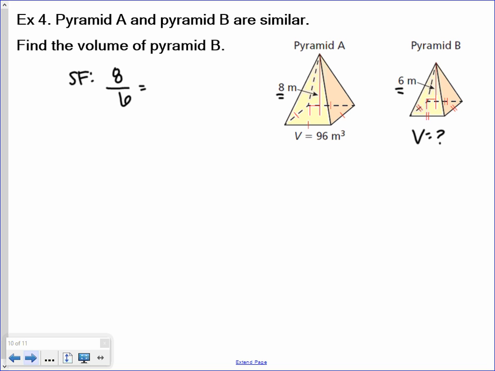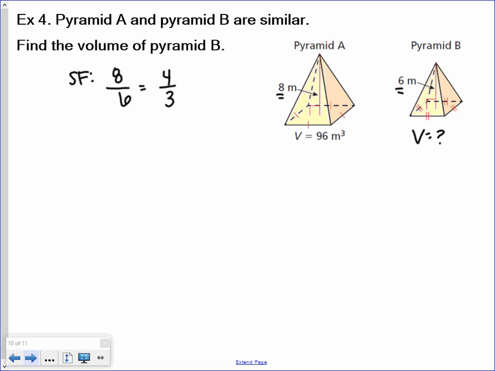And we can simplify that. Take a 2 out of the top and bottom, and what does 8 over 6 simplify to? 4 over 3. Okay, that's your scale factor. Now, who remembers what we have to do with the scale factor before we set up our proportion? Besides Morgan, who remembers?